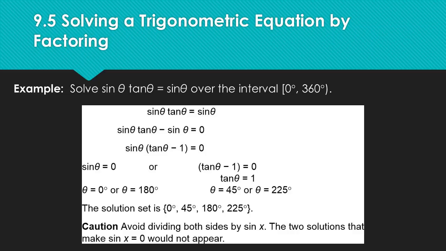And what we'll do is set those two factors equal to 0. So sine of theta equals 0, or tangent of theta minus 1 equals 0, which means the tangent is 1. For the sine of theta equals 0, we get the answers 0 and 180. So your sine is 0 at 0 degrees and 180 degrees. Tangent equals 1 at 45 degrees. It's also going to equal 1 at 180 degrees around the circle from that, at 225 degrees. So all of those make up our solution set.